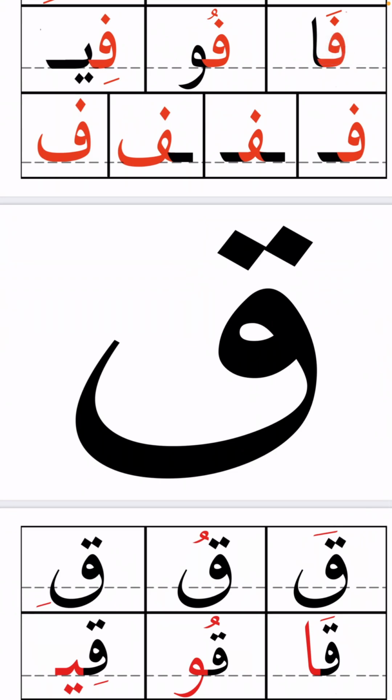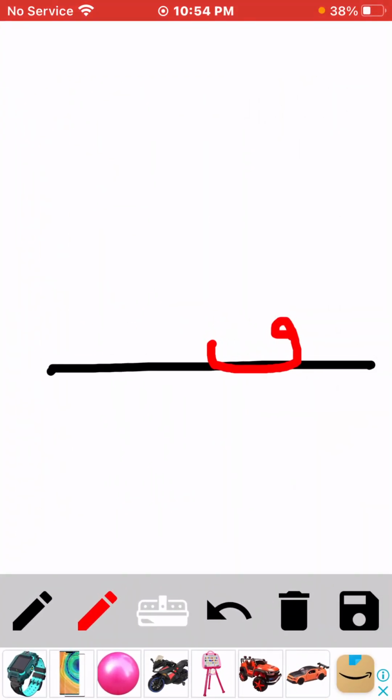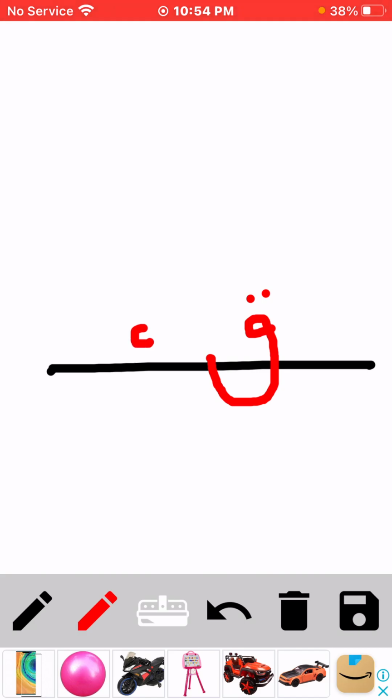How many heavy letters? As I told you, there are 8 heavy letters. So this is the letter qaf, and its sound is qa. Let's see how you write it. Does it look like fa? No, it is different. We do a small circle and its plate is a deep plate, and above it two dots.